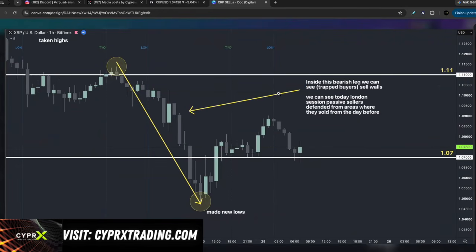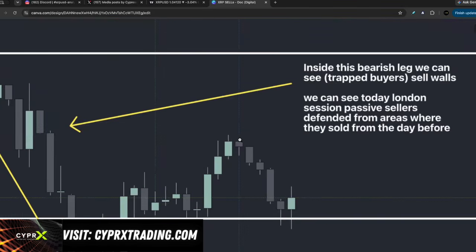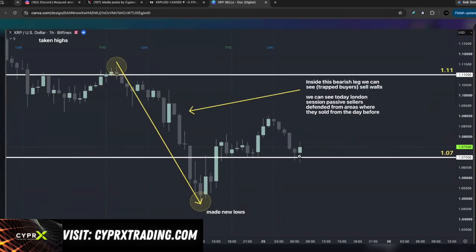And then today, during that London session, you can also see that buyers tried to make a formal attempt to engulf the sell volume from the previous London session, but failed. And when we came up into this aggressive seller that broke previous support during London session from yesterday, you can see that that seller turned passive, defended that area, and pushed price back down into the dark pool at $1.07.